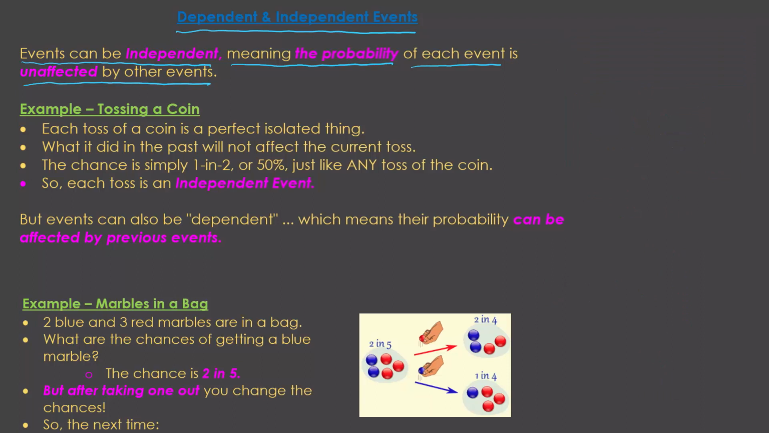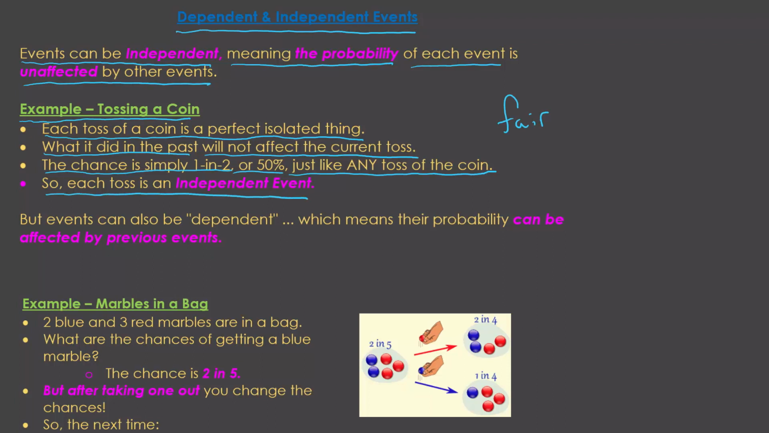That said, now let's go ahead and look at a couple of examples we have here. So tossing a coin. Each toss of a coin is a perfect isolated thing. What it did in the past will not affect the current toss. So even if you know it came up heads the last 5 times, the probability of getting a head this time is still a half. So the chance is simply 1 in 2 or 50%, just like any toss of the coin in the past or in the future. That is, of course, assuming that it is a fair coin. So each toss is an independent event.